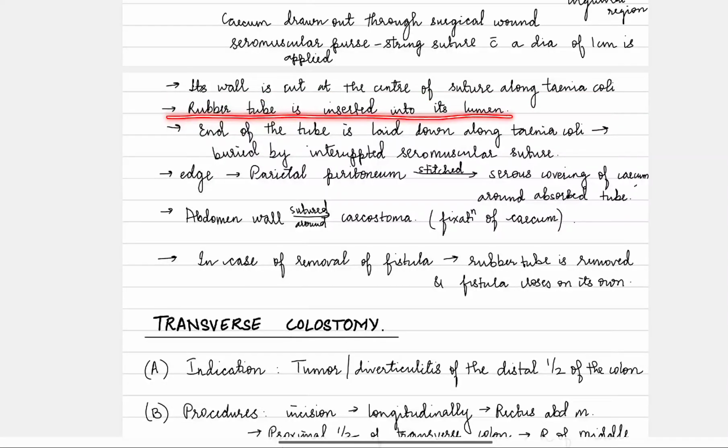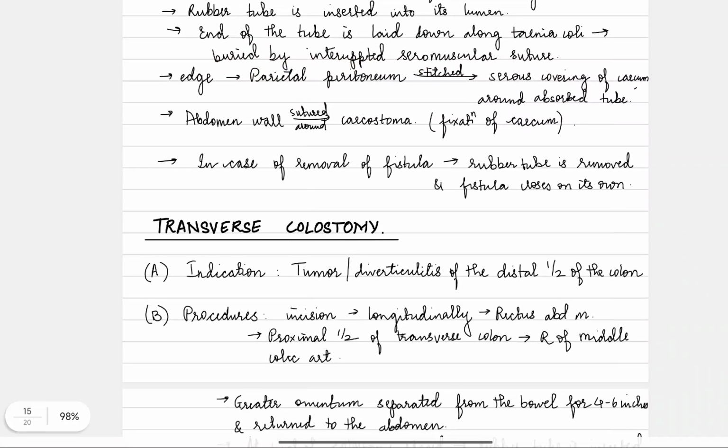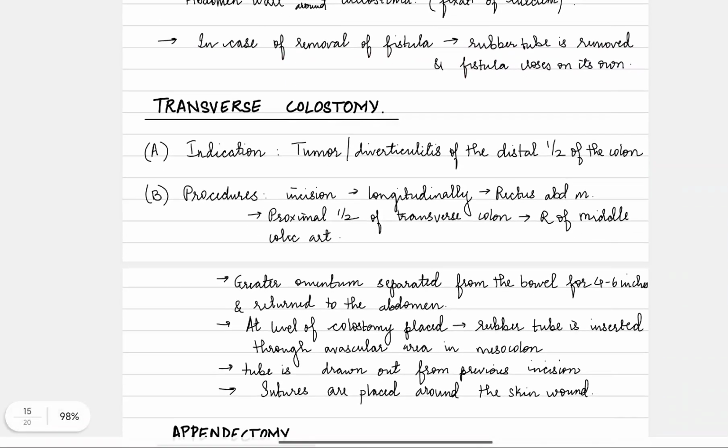A rubber tube is inserted into its lumen. The end of the tube is laid down along the tinea coli and buried by interrupted seromuscular suture. The edge of the parietal peritoneum is stitched with the serous covering of the cecum around the tube. The abdominal wall is sutured around the cecostoma, fixation of the cecum. In case of removal of the fistula, the rubber tube is removed and the fistula closes on its own.